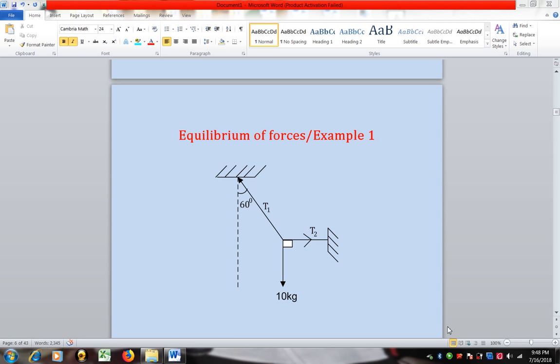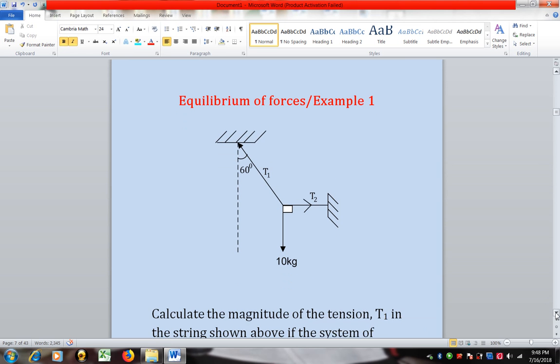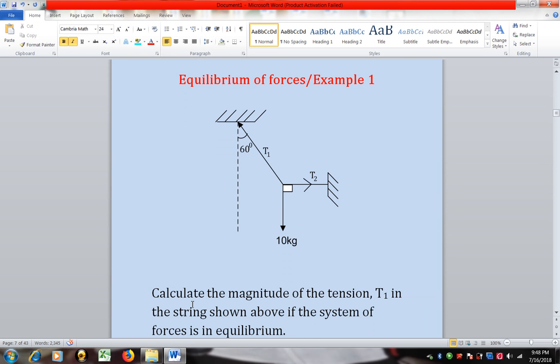We are on equilibrium of forces in physics, and I want to take the first example. You can see the diagram here. The question is, calculate the magnitude of the tension T1 in a string shown above if the system of forces is in equilibrium. We are asked to find the value of this tension T1 if the system is in equilibrium.